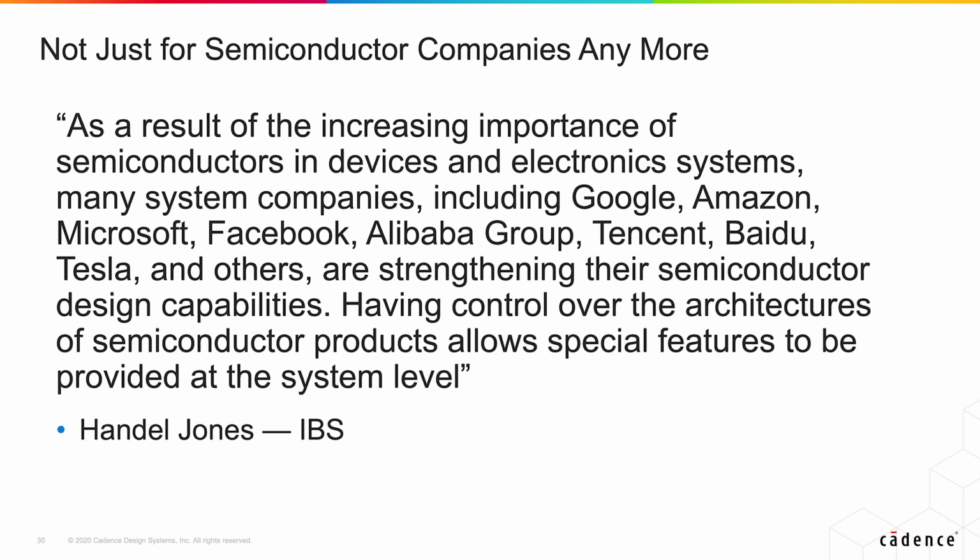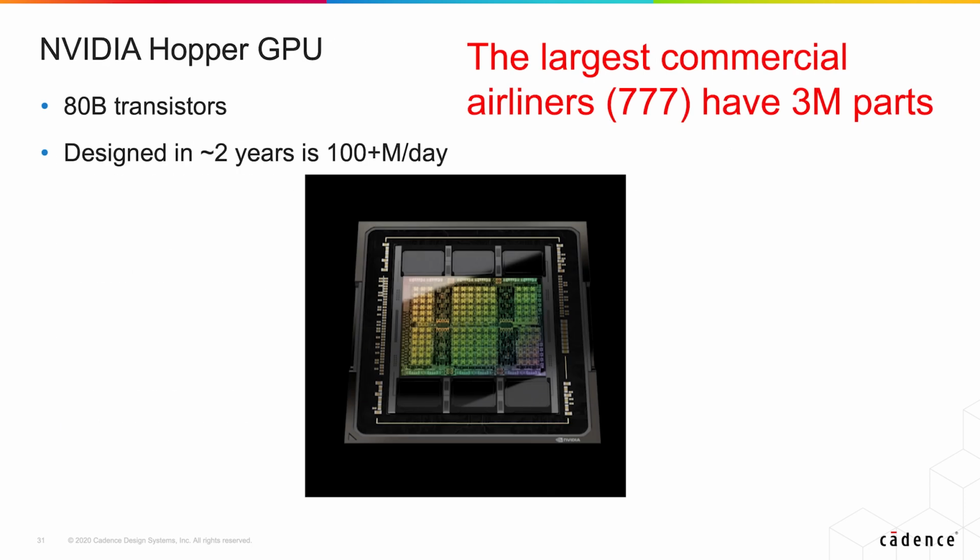So here's one of the biggest chips around, the NVIDIA Hopper GPU, 80 billion transistors. It's designed in around 2 years. But when you multiply those numbers out, 2 years, 700 days, 80 billion transistors, it's over 100 million transistors a day. And just to put that in perspective, the largest commercial airliners like a 777 have 3 million parts. And that's counting every single rivet and every single screw and so on. So it's a completely different scale.